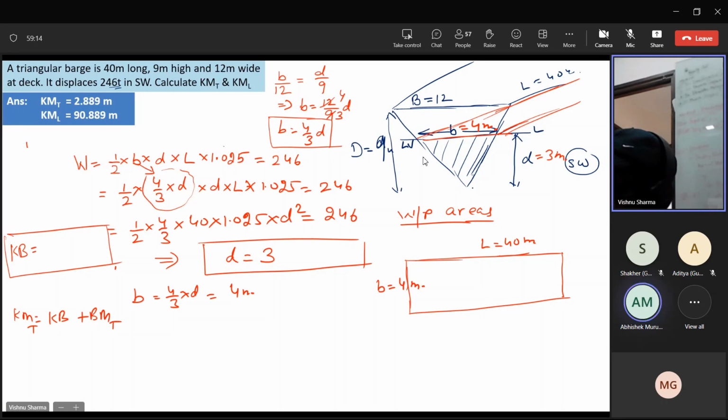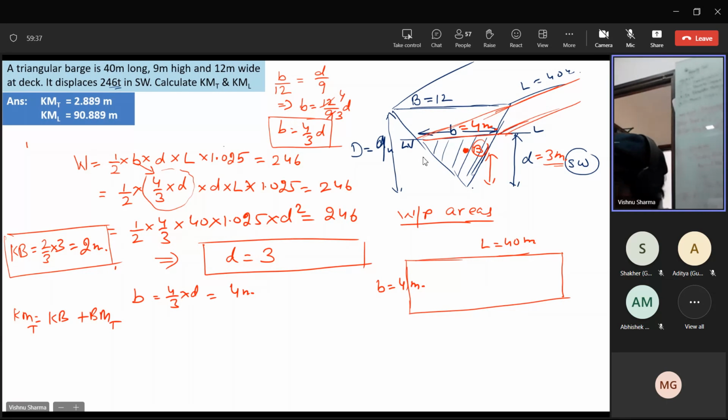Here will be the center of buoyancy, right? It will be 2/3 from the vertex, the keel, of the draft. Draft is 3 meters. So KB will be 2 by 3 into 3, equal to 2 meters. Am I right, guys? 2 meters. Yes, sir. Okay.